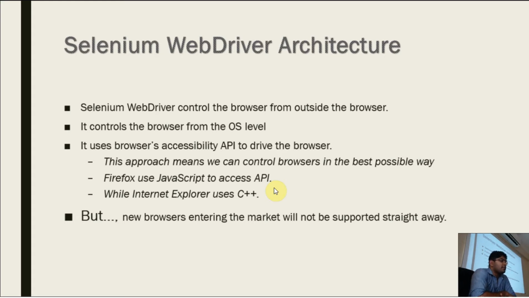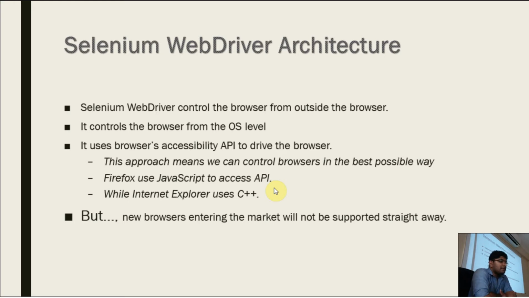So simply it's controlling the browser from the OS level, and it uses the browser accessibility API to drive the browser. This approach means we can control the browser in the best possible way. Firefox uses JavaScript to access the API, so for Firefox the internal implementation is in JavaScript. But Internet Explorer uses C++. So depending on the browser, it uses that browser's accessibility API and controls the browser, rather than just injecting JavaScript into it.